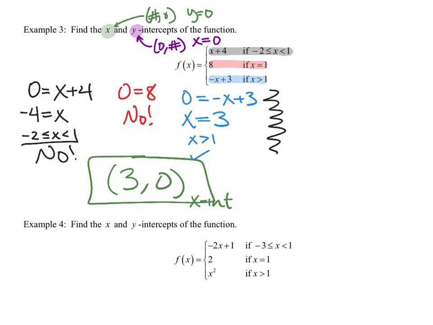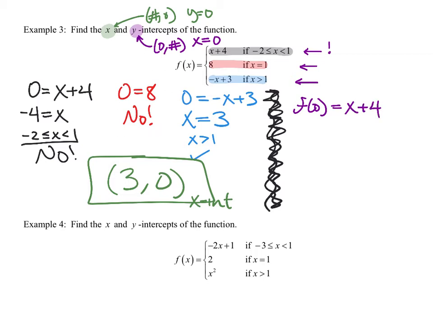But it is a lot easier, in my opinion, to find the y-intercept because you don't have to test 3 different parts, 3 different subintervals here. What you would do is you would plug 0 in for x. Which of these 3 intervals, the black, the red, or the blue, has 0 within it? That first one. 0 is between negative 2 and 1. So all I'm going to do is plug in f of 0 to x plus 4. So I just plug in a 0.